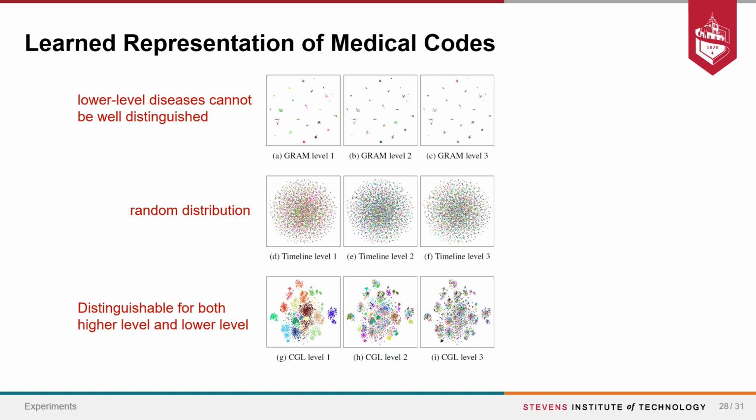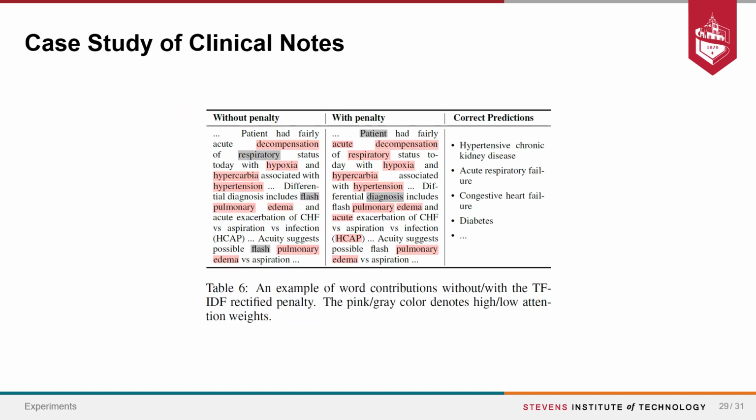Here are the learned representations of medical codes from GRAM, Timeline, and CGL. The colors represent disease categories in each level. We can see from the figure that representations of Timeline are like a random distribution. The representations learned by GRAM have larger intercluster distance and small intracluster distance compared to CGL. We may infer that although higher level diseases of GRAM distribute into multiple clusters, the lower level diseases cannot be well distinguished by GRAM. This figure shows a case study of clinical notes.